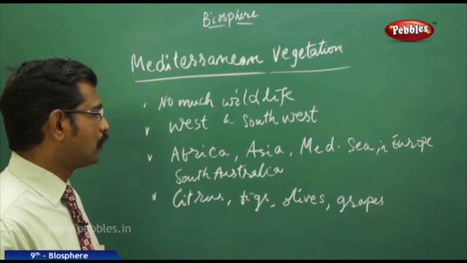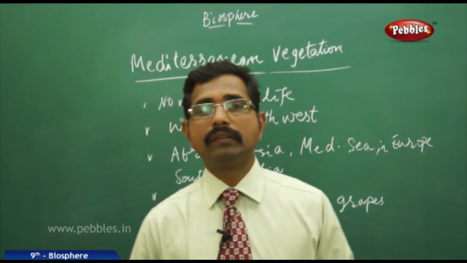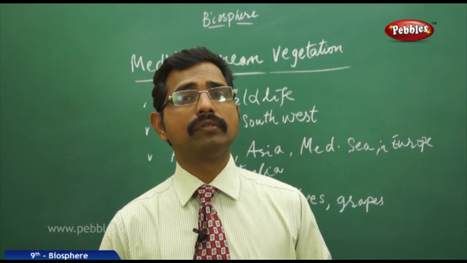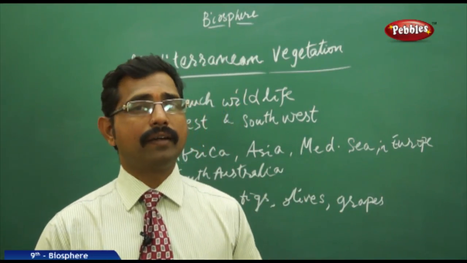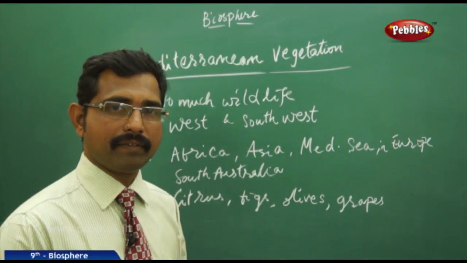South Australia. Usually we get citrus, figs, olives, grapes, plants, mostly all softwood trees, and also the plants we get in this kind of vegetation. So this is about the Mediterranean vegetation.